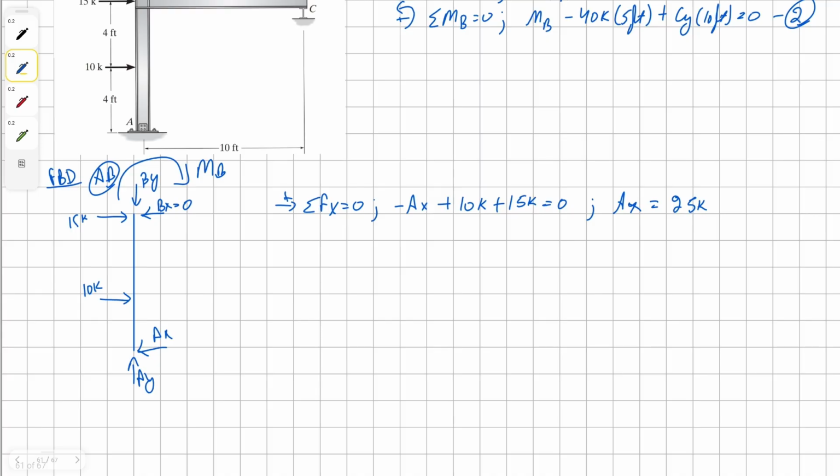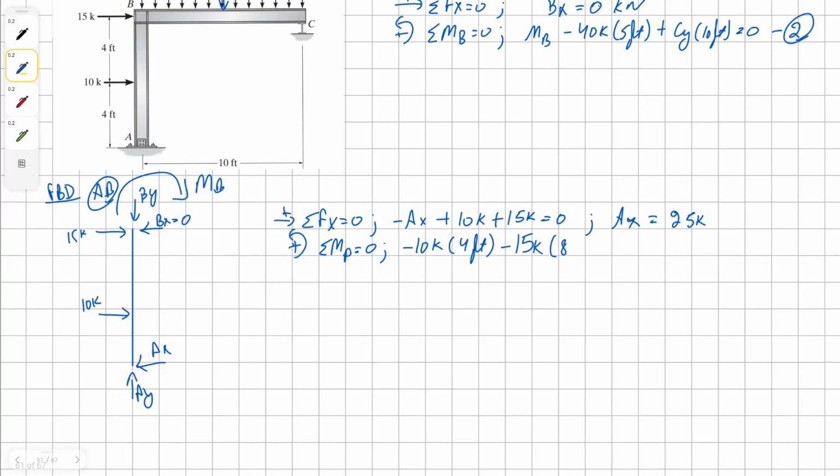And then we're going to sum the forces in the y direction, and we're not going to have anything. However, we'll start with our moment before that. So we're going to take a moment about the point, it doesn't really matter A or B, I'm going to do it at A. So we have clockwise 10K, 4 feet away. Then we have clockwise 15K, 8 feet away. And then we have our clockwise moment B, all equals 0.